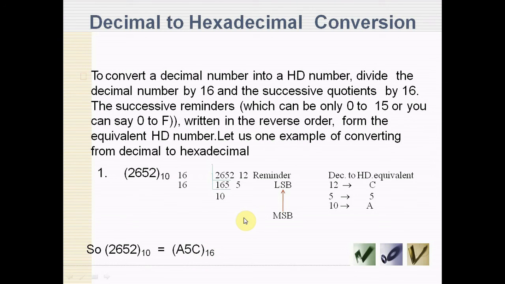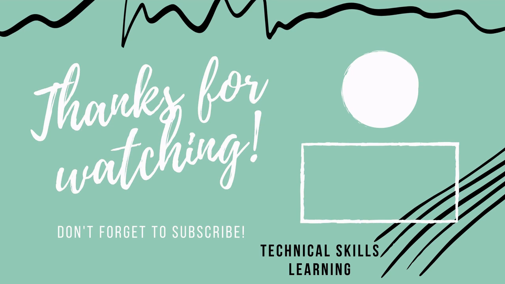But in the hexadecimal number system, the value of 10 is A, and the value of 12 is C. So we will write A 5 C. So the hexadecimal value of 2652 is A5C. In such a way, we can convert any decimal number into a hexadecimal number.